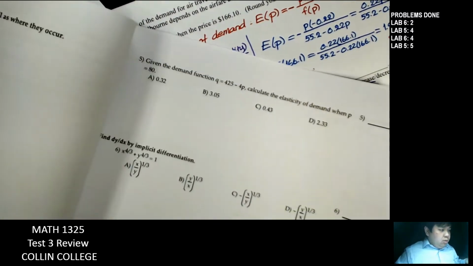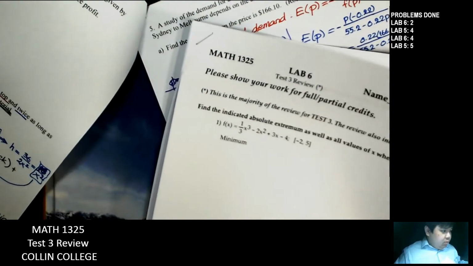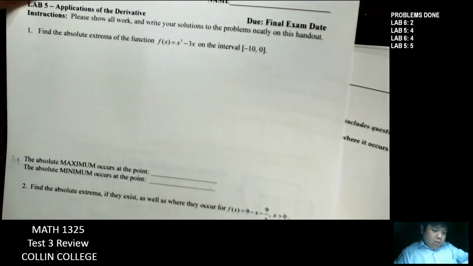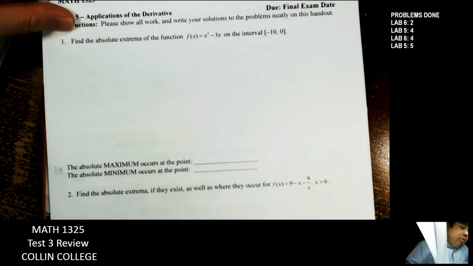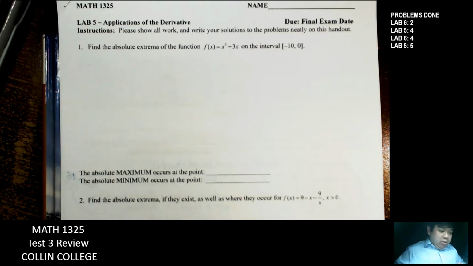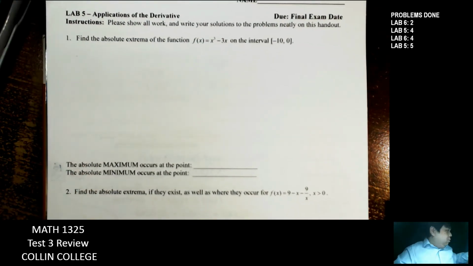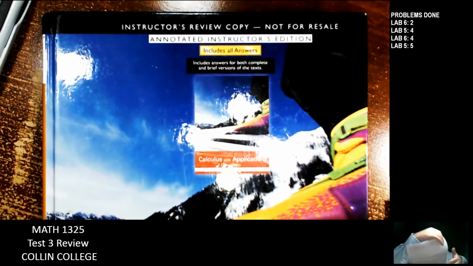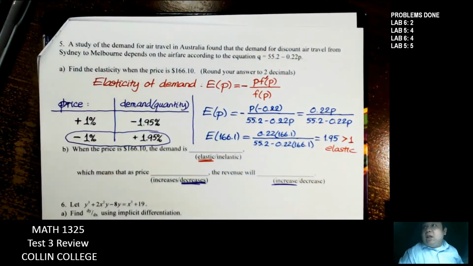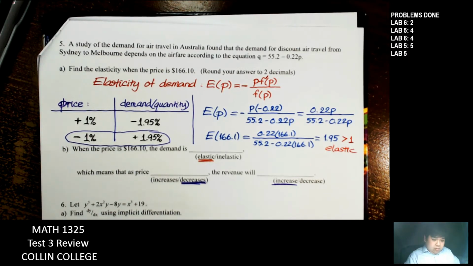So we have 5. I'll go back and forth, just to make sure of what we've been doing. Right. I do have a question, number 2 on lab 5. This should classify as the maximum or minimum. So kind of the same thing. Last question we have this. The next one.